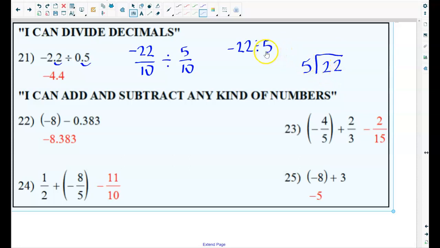Off the bat, you got to recognize from your Dorito, this is a negative divided by a positive, which will give us a negative answer, okay? Now all you have to do is divide these numbers the way you guys know how to do.